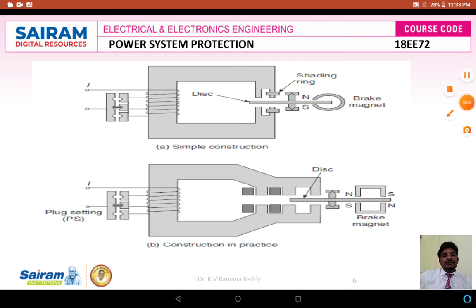In this circuit diagram, what we are seeing is the shading ring, which adjusts the flux at the secondary side to produce the required torque for the functioning of the circuit breaker, to make the circuit and to break the circuit. Next.